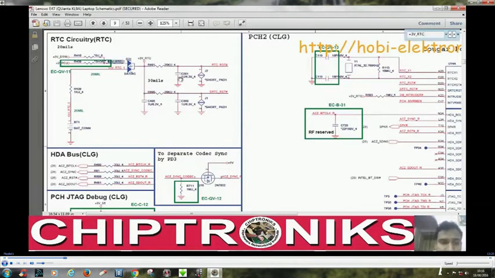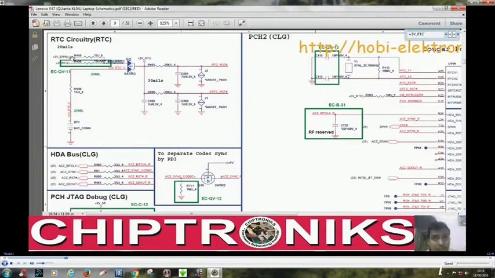And sometimes this battery connector is shorted, so this +3V RTC is not coming. Note this point, and I've already discussed this point in my earlier class. Now let's see this +3V_DSW.